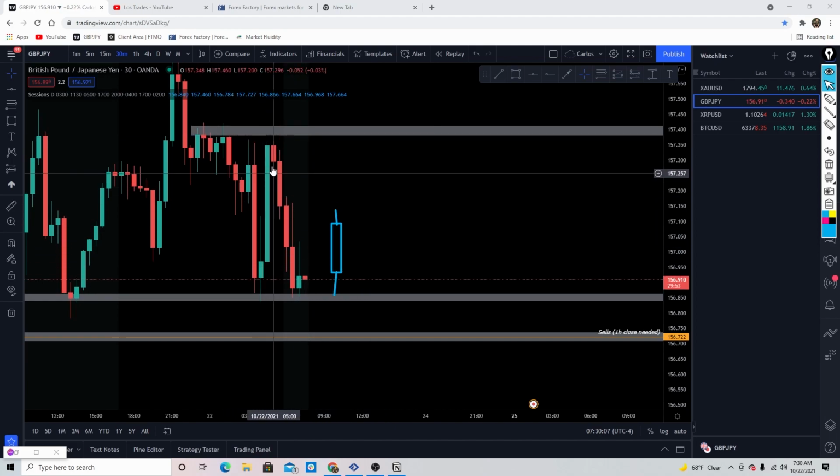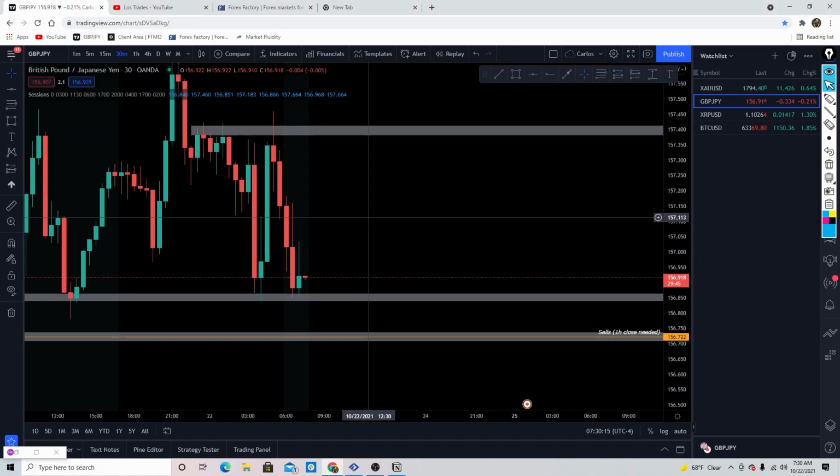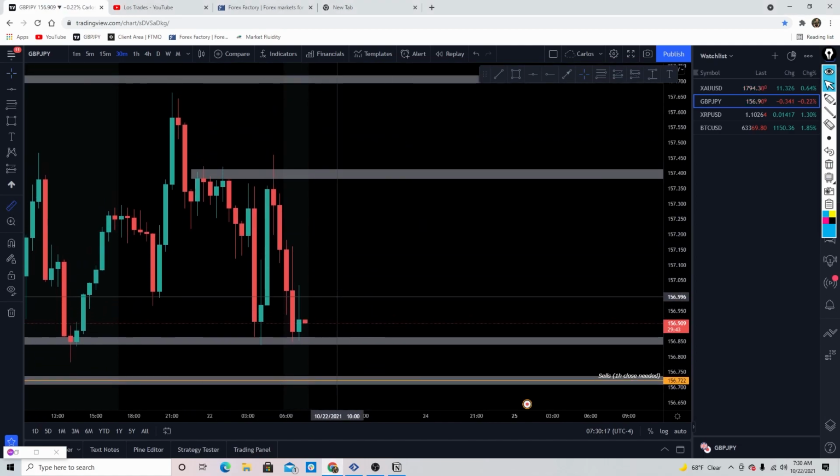What do we see right here? Bearish, bullish candle formed. Continue going up, breaks the high, continues going up. So that's something I'm looking for. I think that's a pretty good trade. Let's see if it breaks the high.